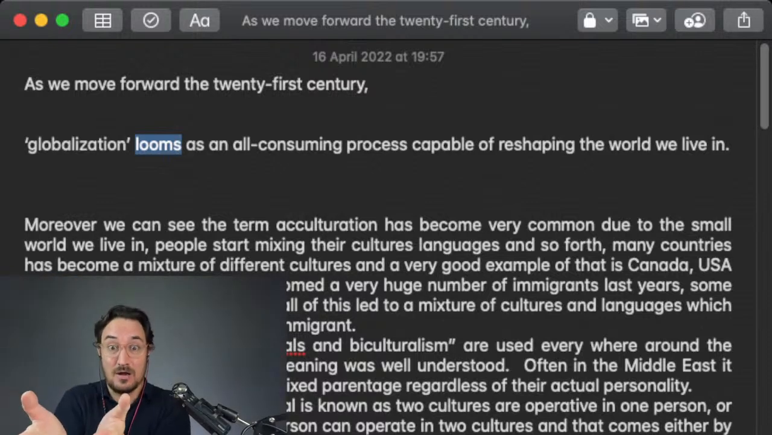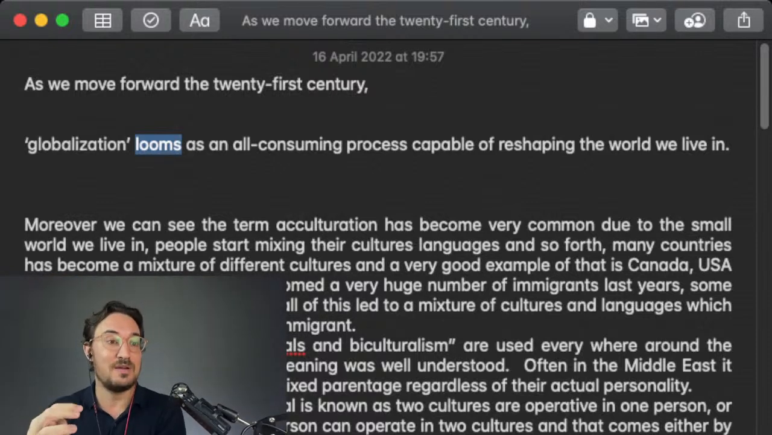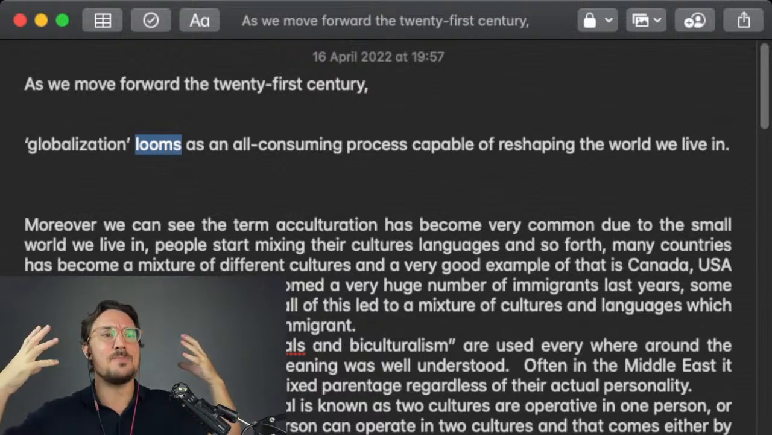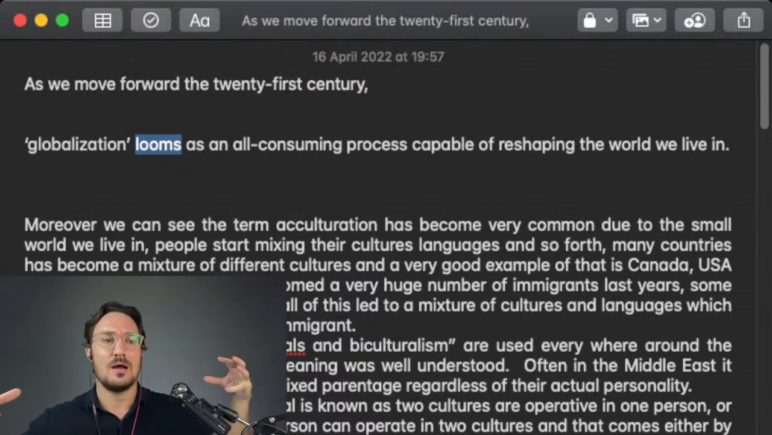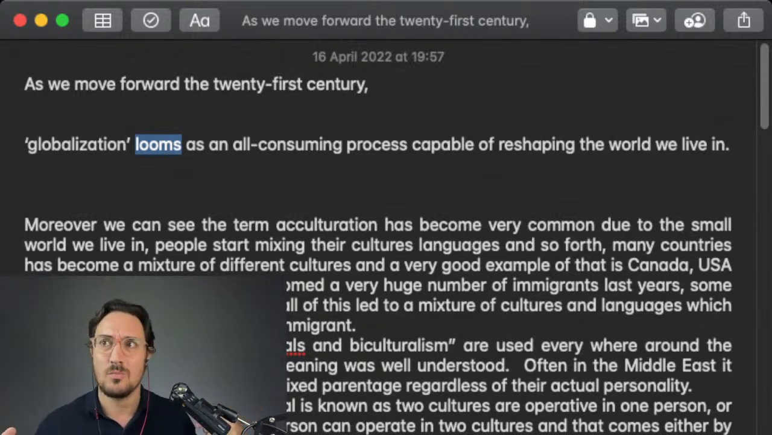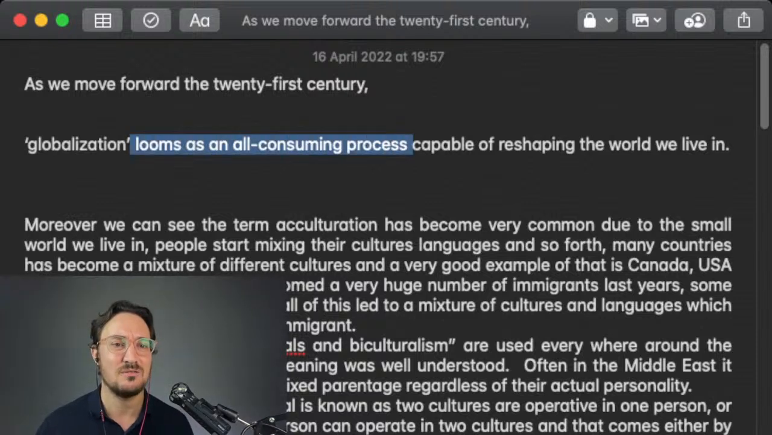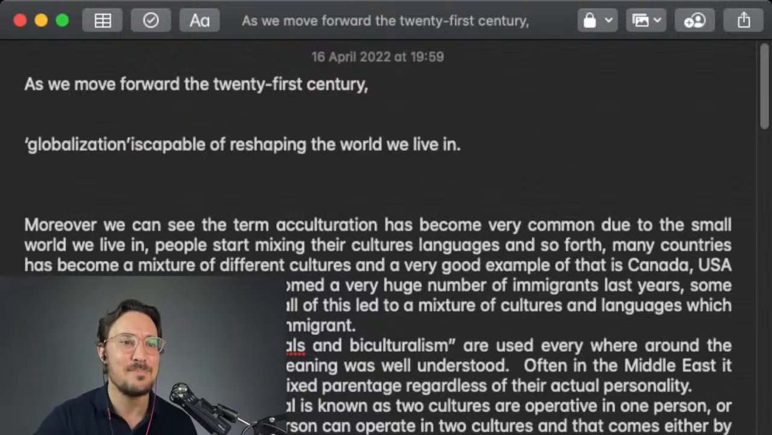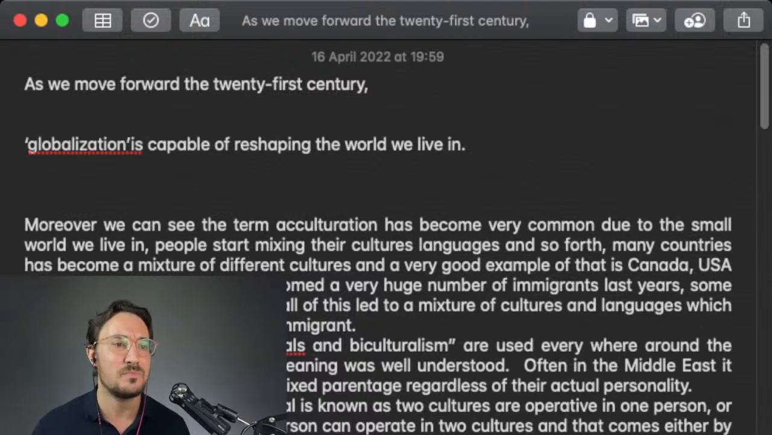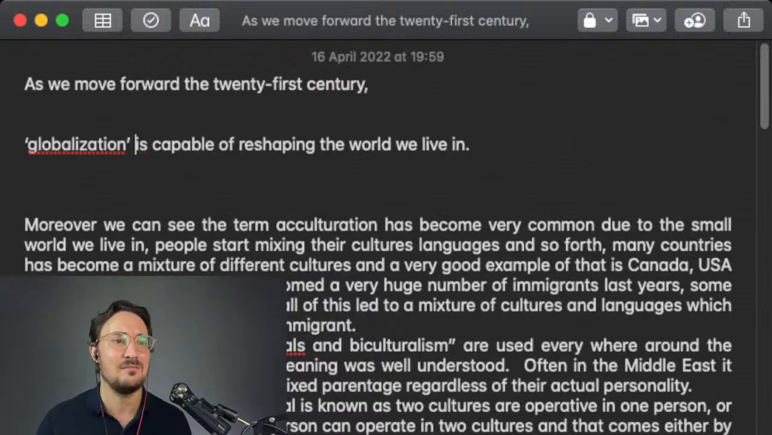You see, this is my argument. This is why you should be afraid. But at the very beginning, you should not be quite so one-sided, okay? So as we move forward the 21st century, globalization, why not just say globalization is capable of reshaping the world we live in? Hey, that sounds a lot better to me.